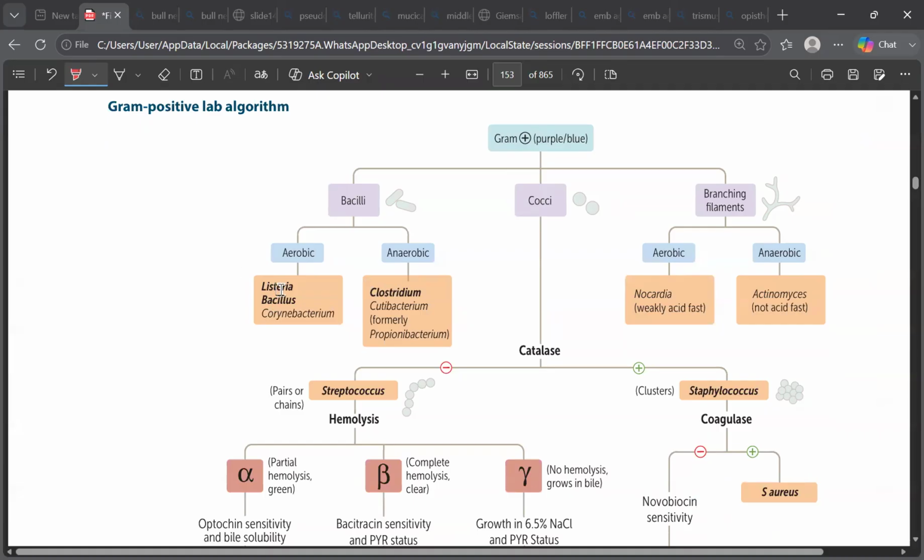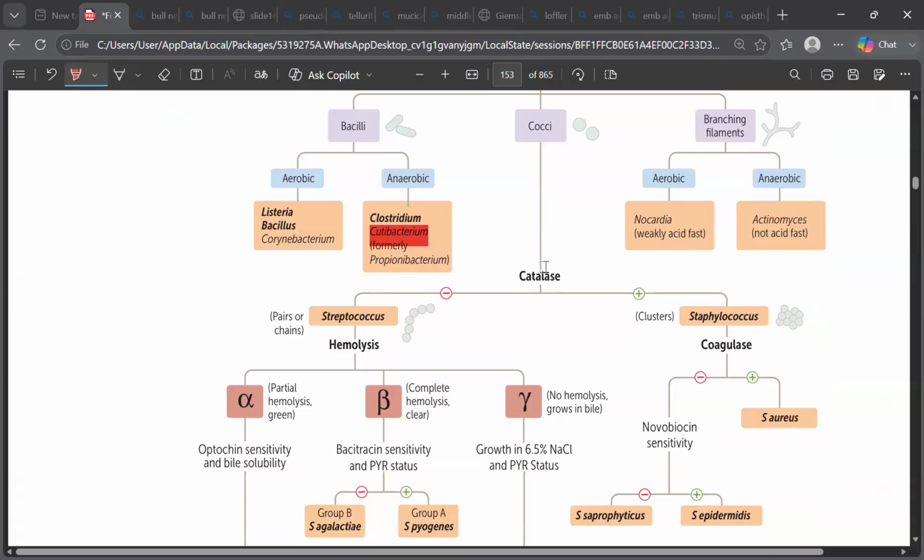The aerobic are Listeria, Bacillus and Corynebacterium. And the anaerobic are Clostridium and Cutibacterium, formerly known as Propionibacterium. This is such a nice name. I've just discovered this one. The anaerobic bacteria is called Cutibacterium, and it was formerly called Propionibacterium.